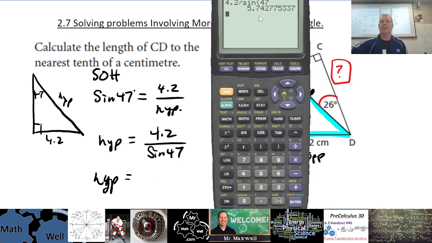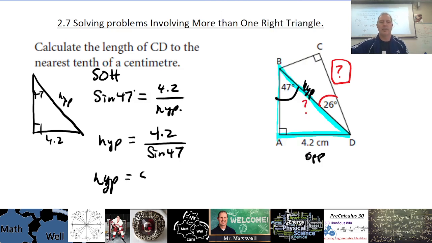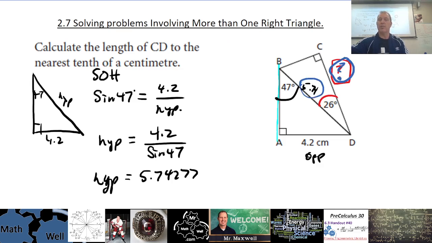So I'm going to write a few decimal places at least, 5.7427, whatever. 5.74277. I'm going to show that because I'm not done the question yet, and I'm going to use that in order to solve for what I'm really trying to solve for, and that is CD. Okay? So I've got now 5.74, and now in blue I'll do the second part here. I've got the hypotenuse now, and I'm looking for the adjacent.